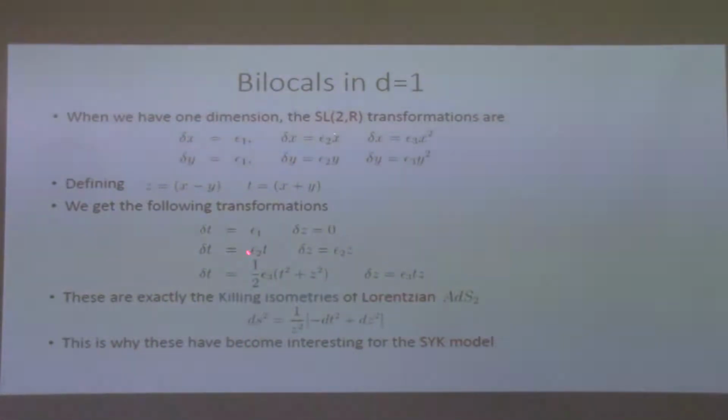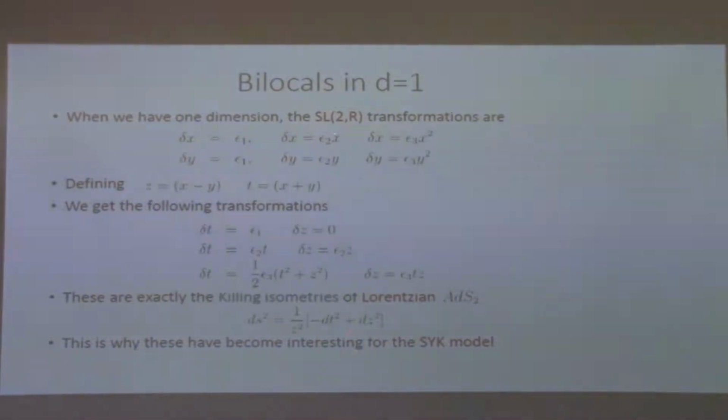So here I have rewritten the SL(2,R) transformations, these global conformal transformations, the way they act upon the center of mass, which I call T, and the relative coordinate Z, and this is how it looks. And you can check these are in fact exactly the Killing isometries of the Poincare metric as I have written down before.